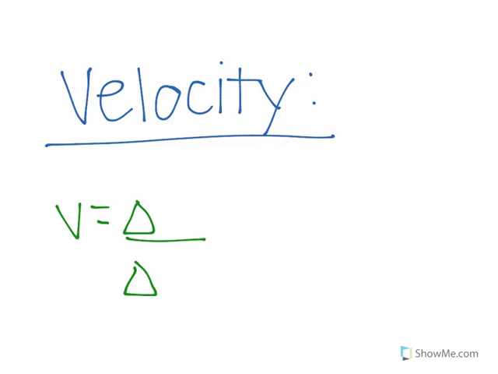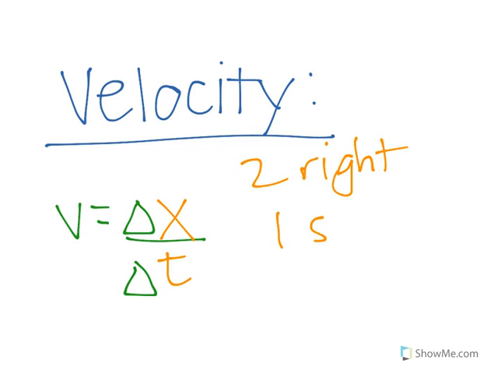How about velocity? Can you remember the equation for velocity? Velocity is the change in position, x, over the change in time, t. Let's think about the last problem. His displacement was 2 units right. Let's say he makes this displacement in 1 second. Then we have 2 units over 1 second equals 2 units per second.